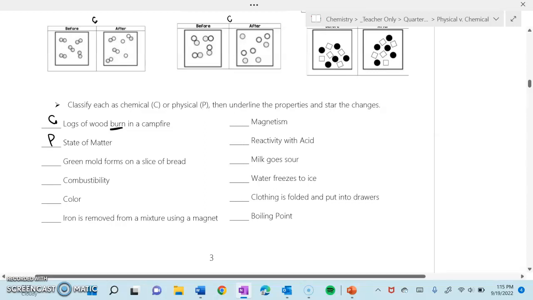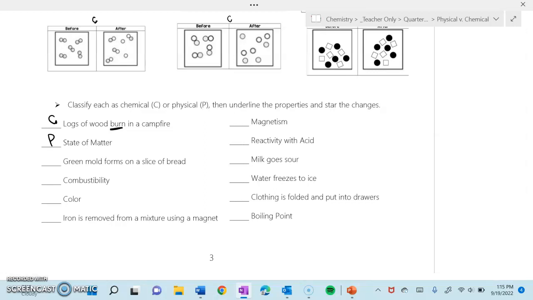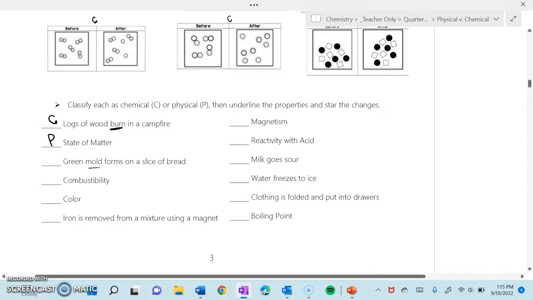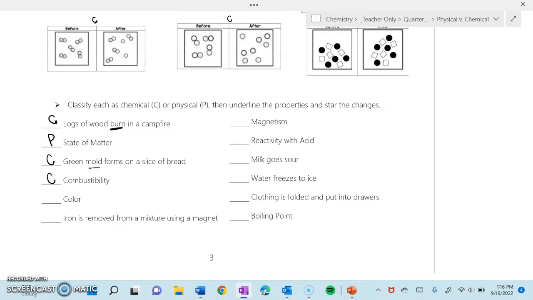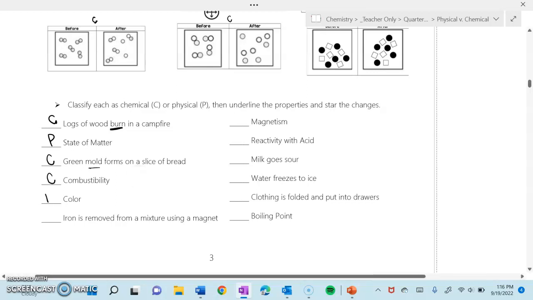Green mold forms on a slice of bread. When I see mold forming, I see color change, there's a smell that changes, so this seems to me like chemical change. Combustibility. Combustion is a type of reaction involving burning things, so that would be a chemical change. Color. I'm looking at a gray book right now, and it did not require me to do a reaction to observe that. That would be a physical characteristic.